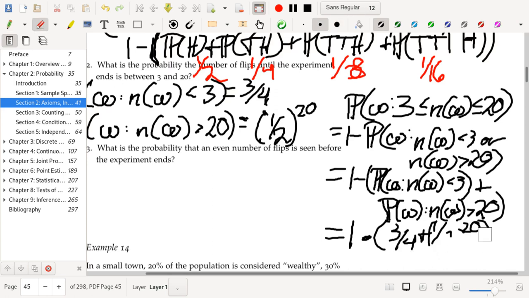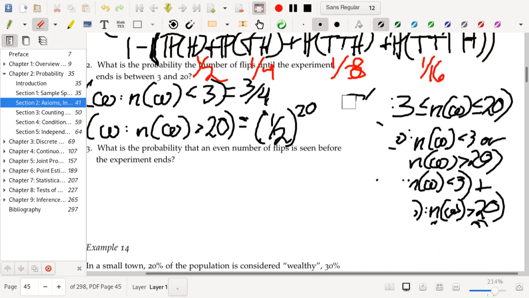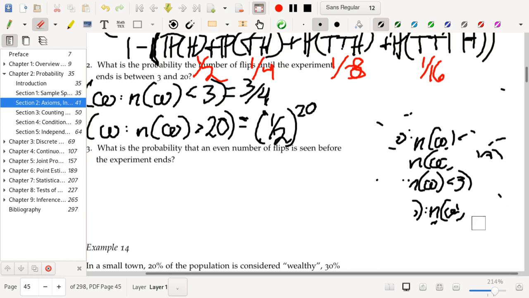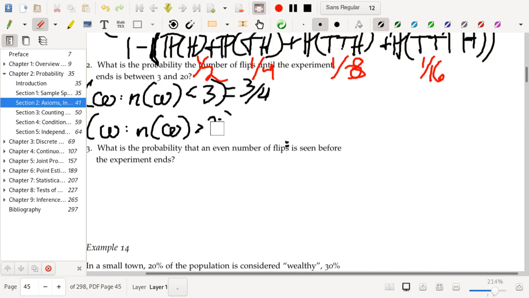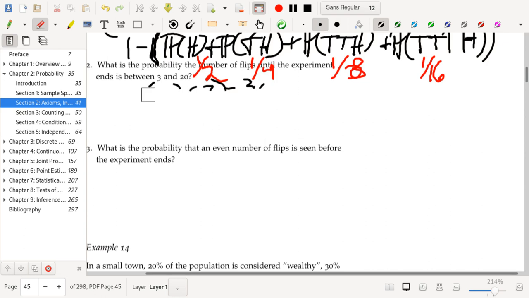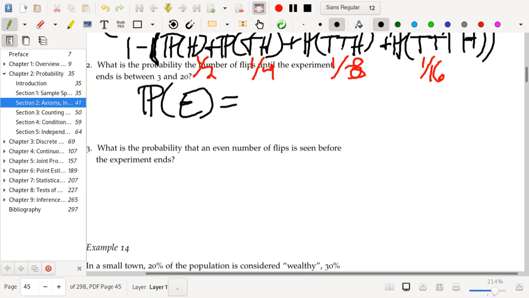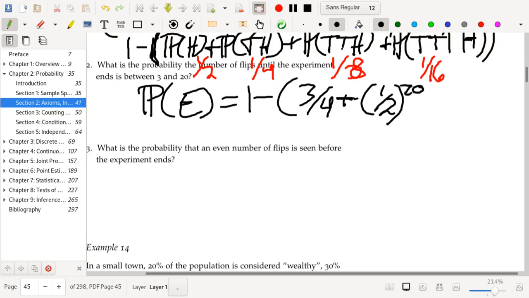That said, I'm going to reclaim all of this space. So hopefully you can rewind if you missed some of that and catch up on what you missed, because I'm erasing this right now. We're going to say that the probability of this event E is equal to 1 minus 3/4 plus 1/2 to the power 20.